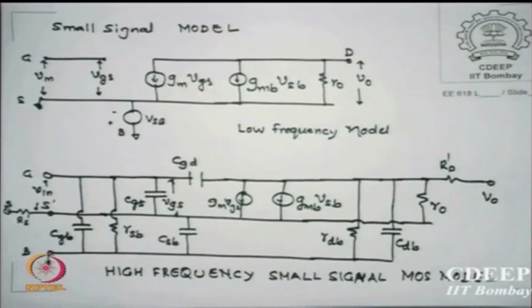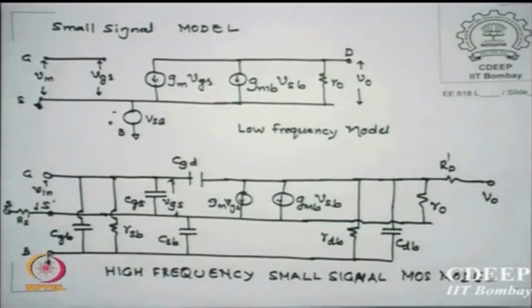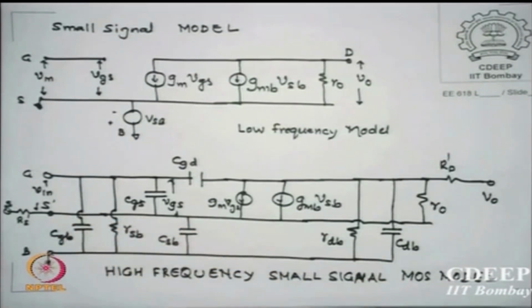However, this is the model which we will be using for a MOS transistor, and this is shown as common source, but it does not matter, you can tilt it at any angle to make it common drain or common gate, whichever way, the equivalent circuit remains the same.